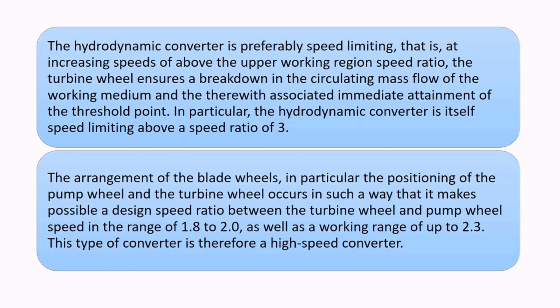So the hydrodynamic converter is preferably speed limiting, that is, at increasing speed above the upper working region speed ratio, the turbine wheel ensures a breakdown in the circulating mass flow of the working medium and therewith the associated immediate attainment of the threshold point. In particular, the hydrodynamic converter is itself speed limiting above a speed ratio of 3.